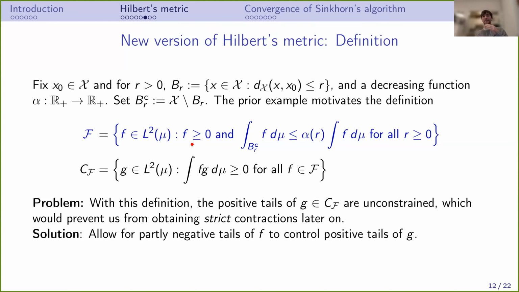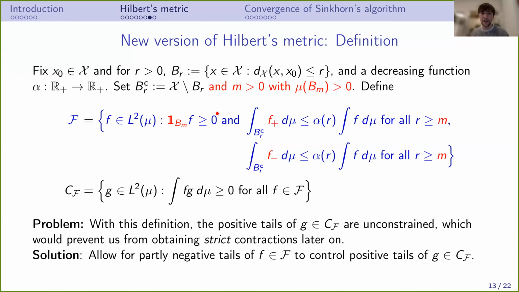Similarly to how the positive values of f constrain the negative values of g, the negative values of f will constrain the positive values of g, okay? And in this sense, we can also control the positive tails of g. So again, I don't want to go into too much detail here, but here is just the formal definition.